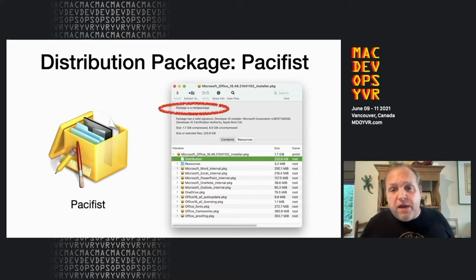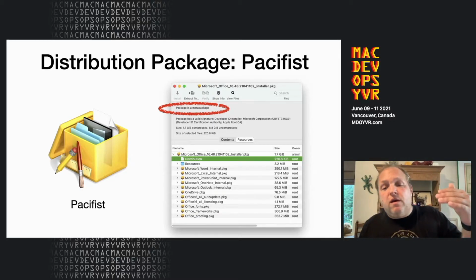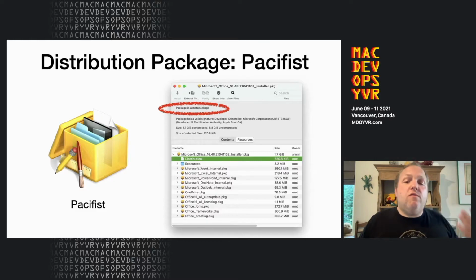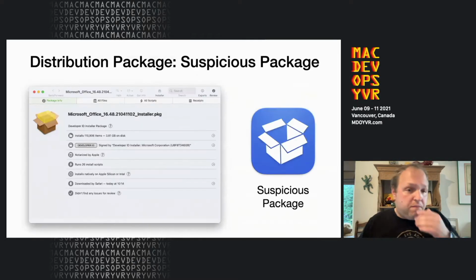Pacifist calls them meta packages, which is the old name, but if I see this at the top of the Pacifist window, then I know this is a distribution package. It will also list all the individual payloads of the individual components in the window, which I find very nice.